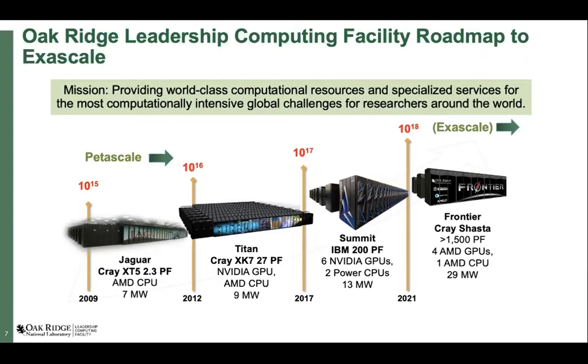So then we stood up Titan in 2012. Titan was a hybrid architecture Cray XK7 system with a theoretical peak performance of around 27 petaflops. It contained both advanced 16-core AMD Opteron CPUs and NVIDIA Kepler graphics processing units. The combination allowed Titan to achieve around 10 times the speed of Jaguar, but it was 5 times more energy efficient. So that was our biggest achievement at that time.